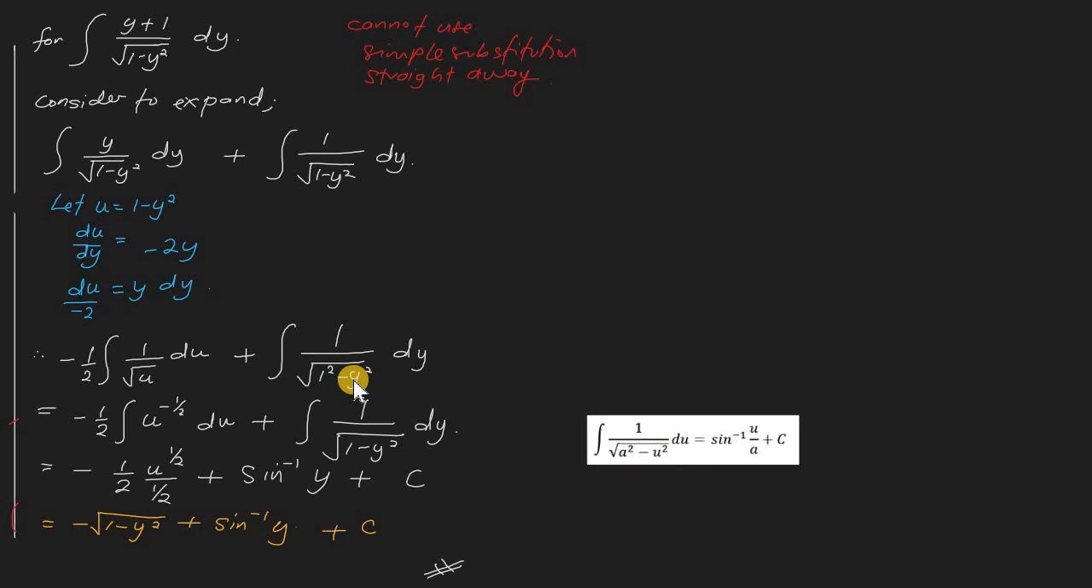Our variable here is y, dy. Okay, so we can easily quote the answer, which is inverse sine u, where u is the variable. Our variable here is y over a, where a is 1. So there we get the answer for this portion.